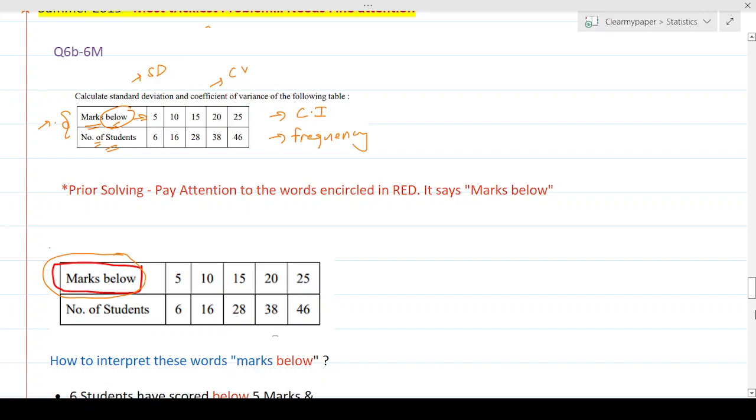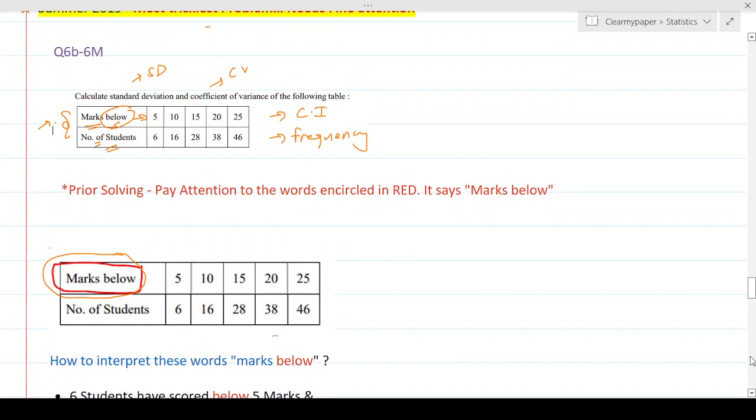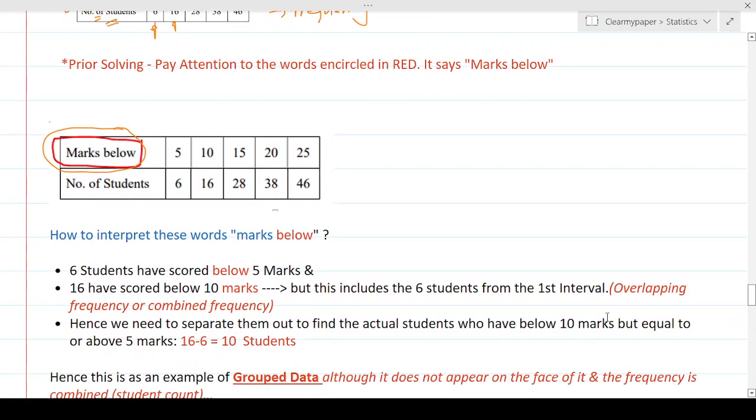The way we need to understand this problem is, on the surface of it, there is no class interval and all those things. It looks like straight ungrouped data frequency, where we think that 6 students have got 5 marks, 16 students have got 10 marks, and so on. We can think about it that way. But when you focus the attention on "marks below," then the whole meaning changes. And how do I interpret this? Let's focus on this one first.